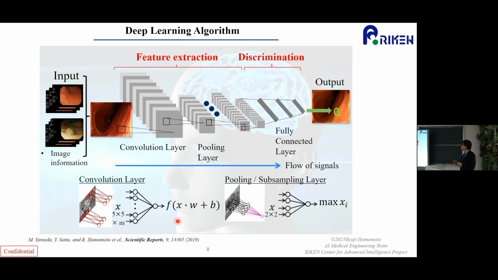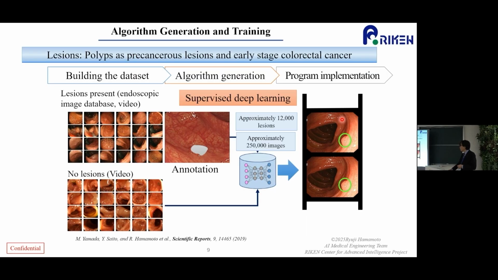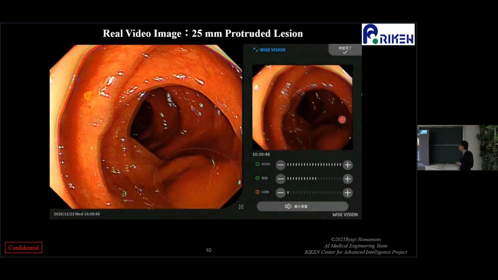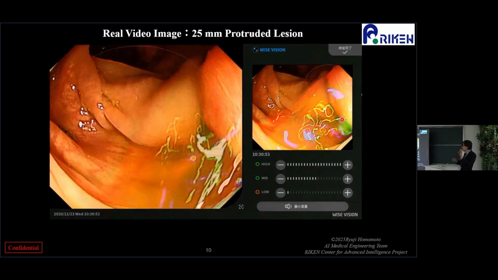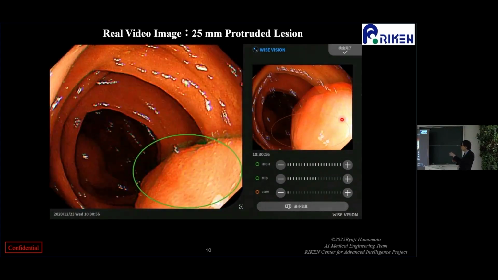So this is the algorithm we use. The input is this kind of endoscopy image, then the convolution layer, the pooling layer, and the fully connected layer. This is the output. We used approximately 12,000 regions and approximately 250,000 images for training. This is a real-time video image of a protruded region, and the artificial intelligence quickly identifies the region and its surroundings.